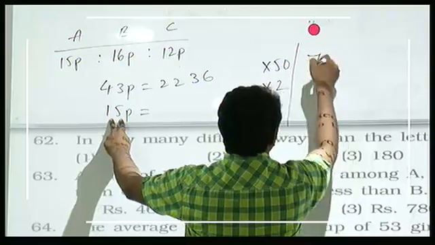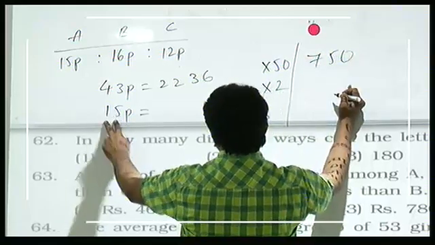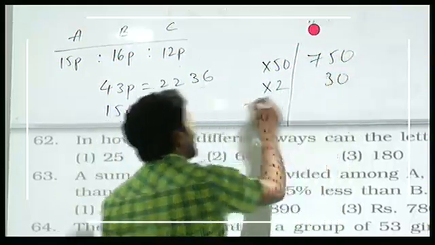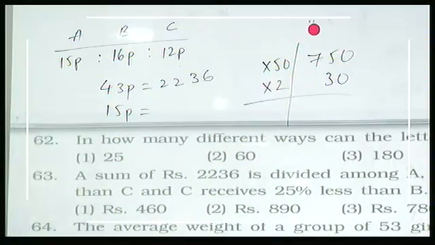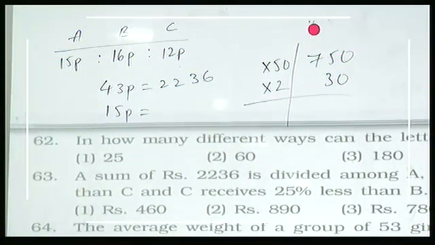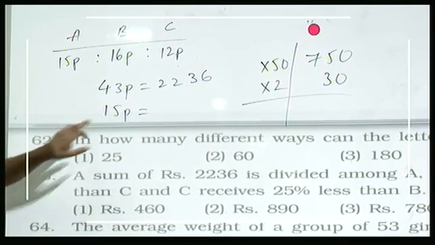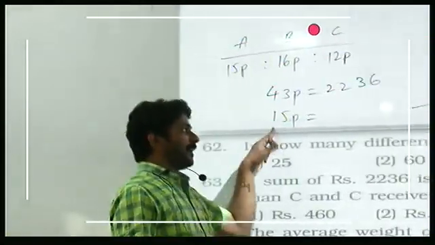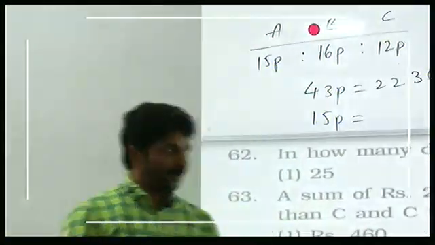50 times of this number, 750. 2 times of this number, 30. Add those two, 780. Yeah, only a multiple of 3 is there? Yes. As you need to calculate 15 parts, this is a multiple of 3, so the answer should be a multiple of 3. You have only 1.